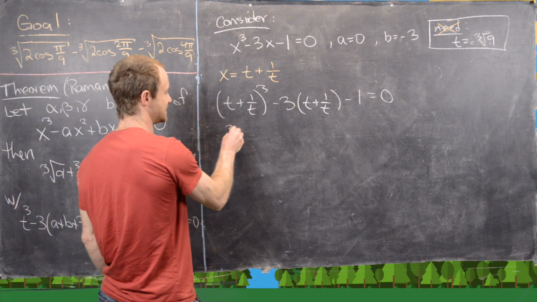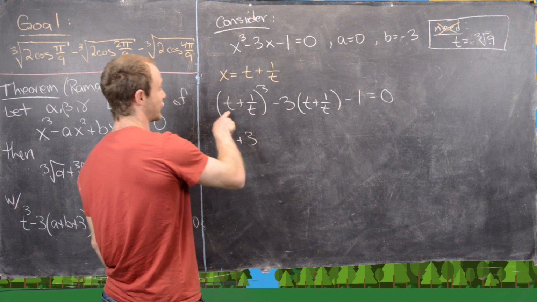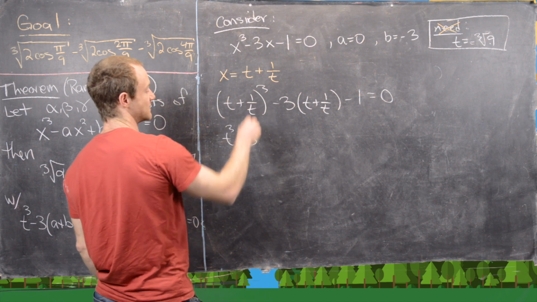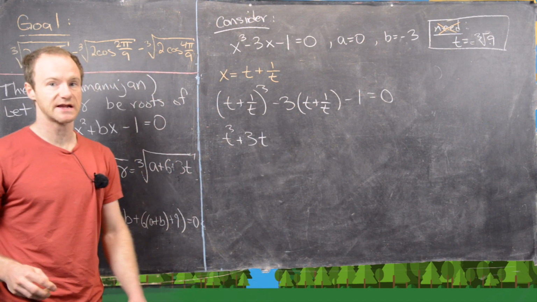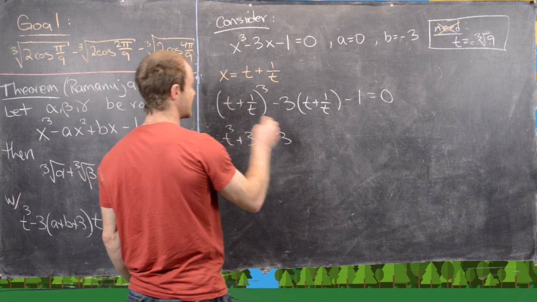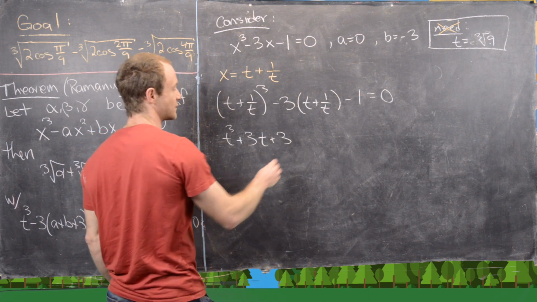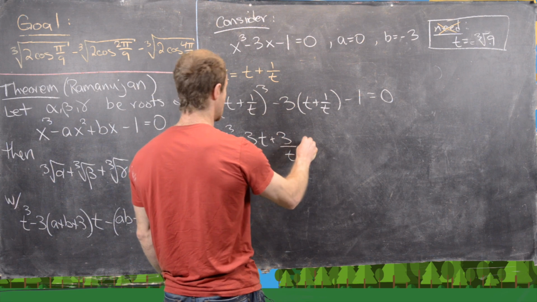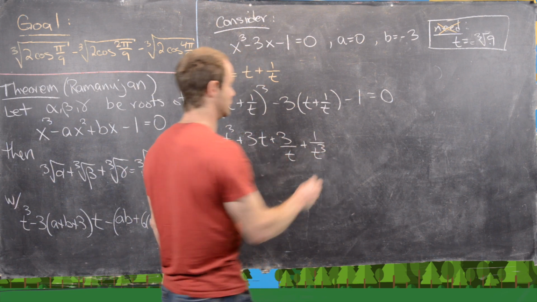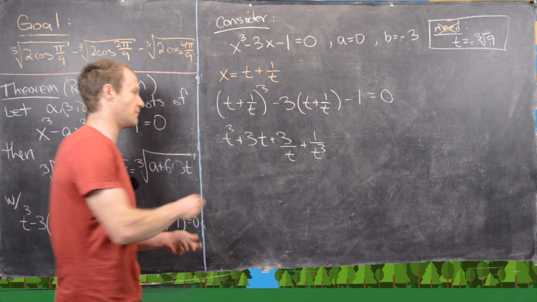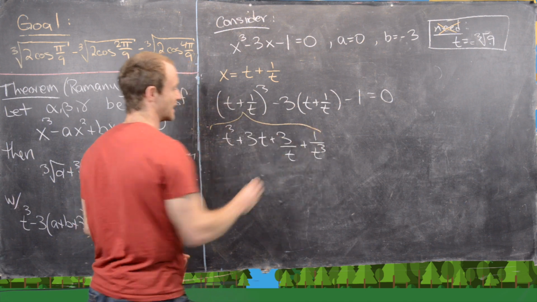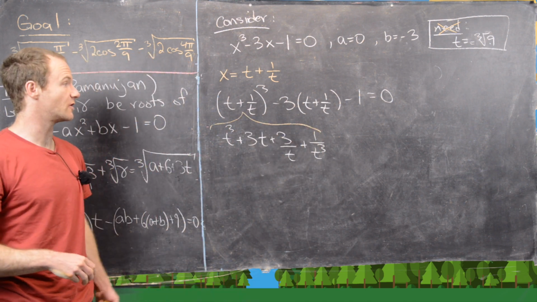So notice this is going to be t cubed plus 3 times t squared times 1 over t, so that's going to be 3t, plus 3 times t times 1 over t squared, so that's going to be 3 over t, and then plus 1 over t cubed. So that's what we get from multiplying this out. Notice I just used the binomial theorem real quick. I know the binomial coefficients.